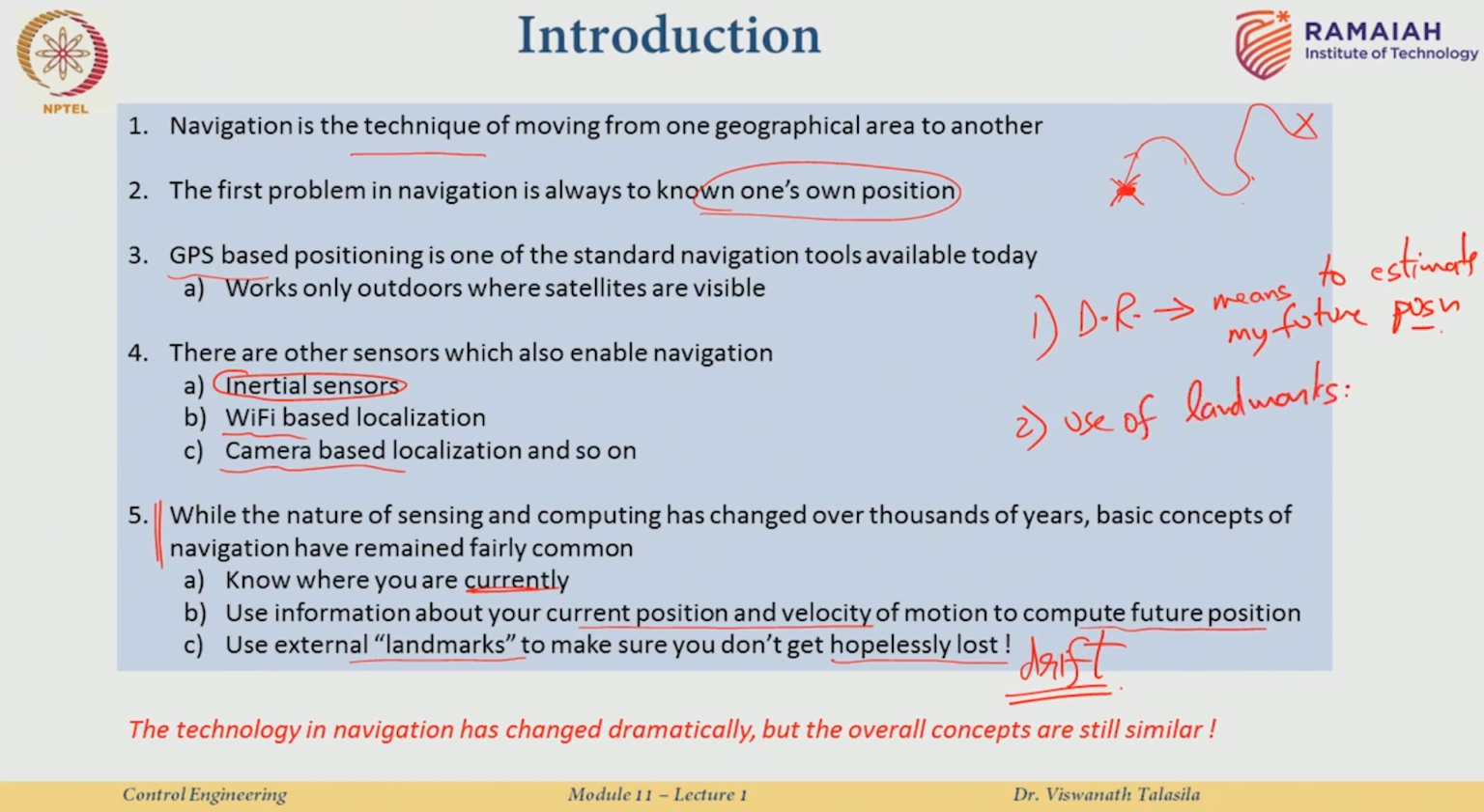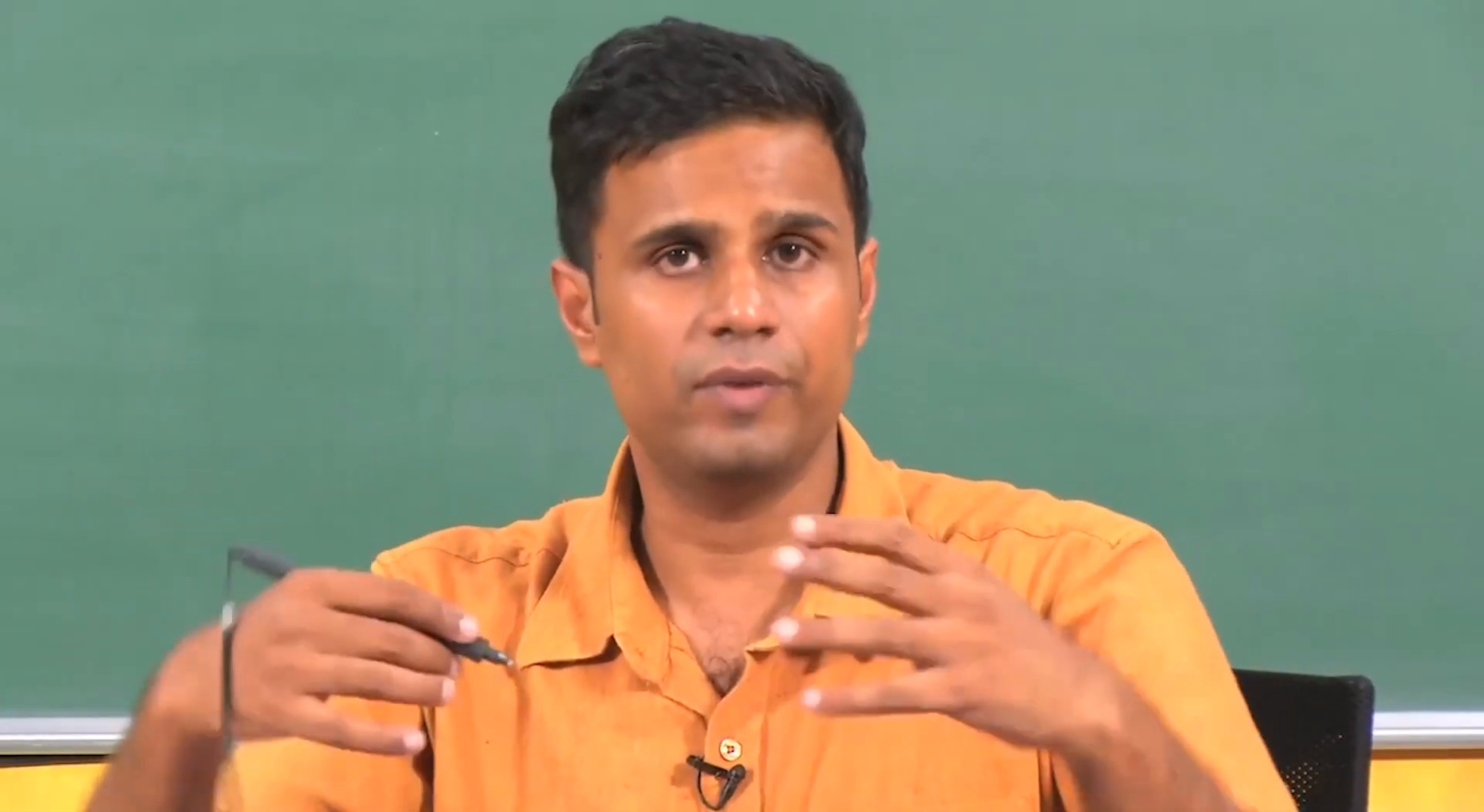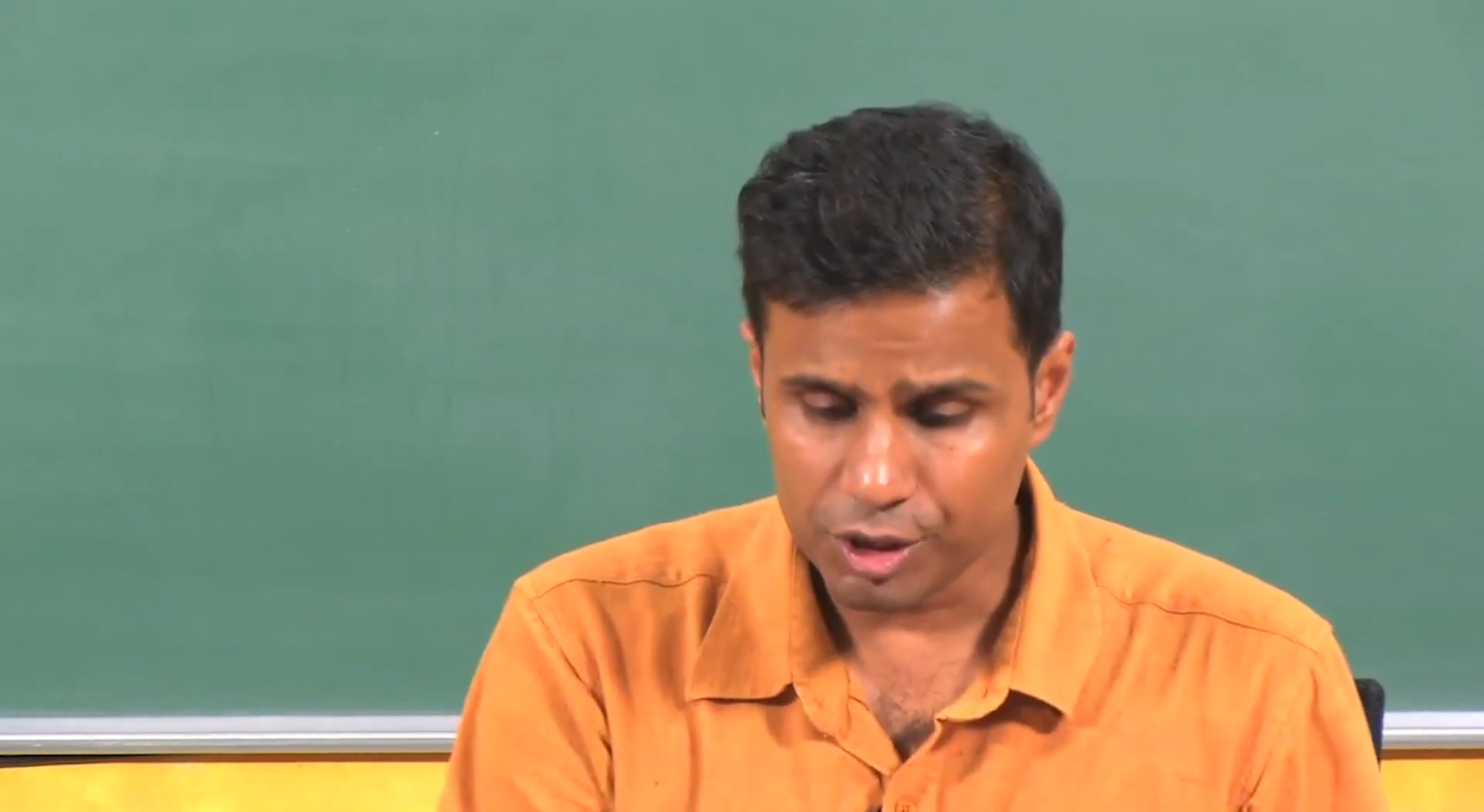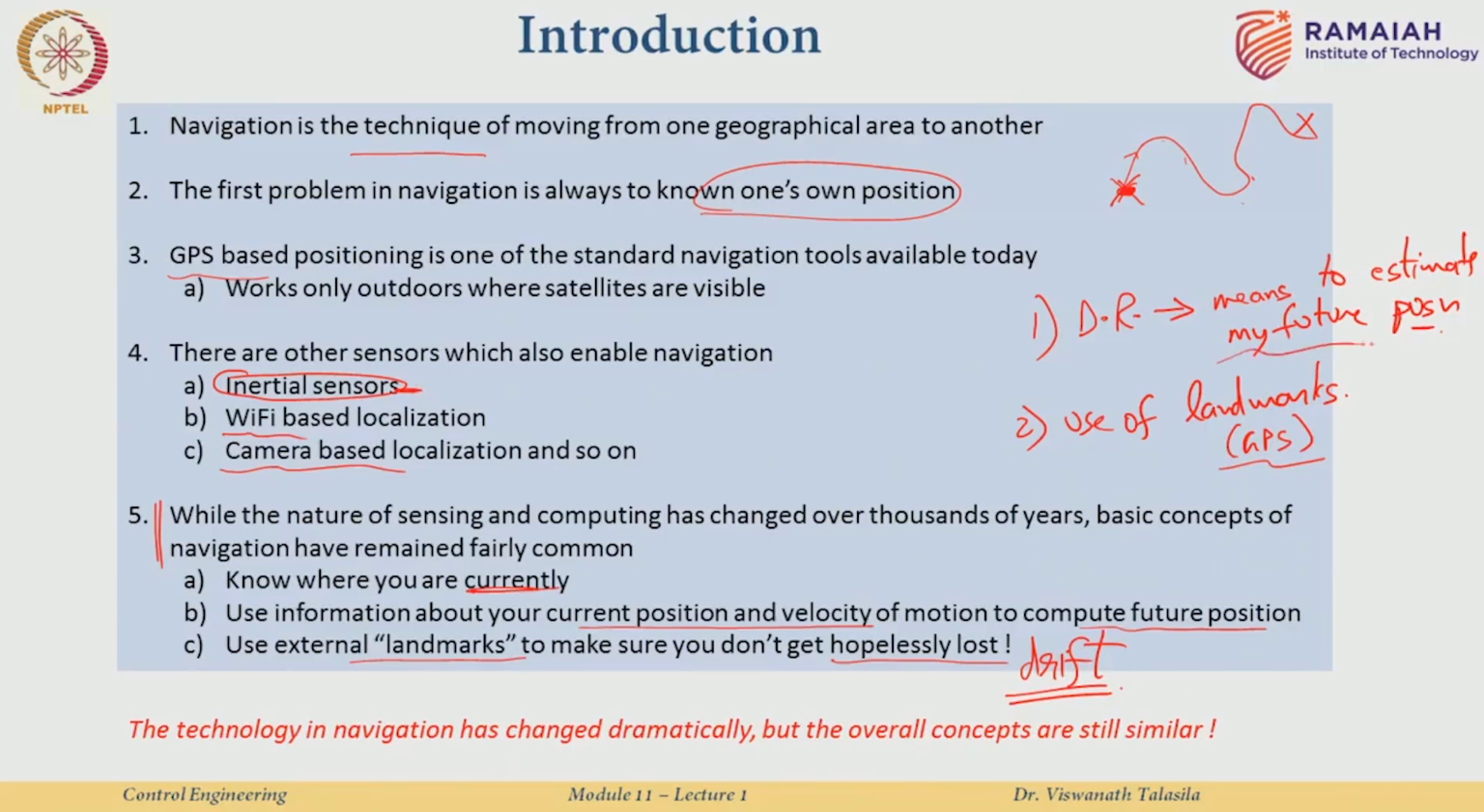And for those of you who read this subject in a little bit more advanced way, you will see that GPS is actually one of these beautiful concepts where we use external landmarks, which are satellites in space, to help us localize where we are. And these inertial sensors are the ones which are going to be used to estimate my future positions and so on. So, the concluding point of this slide is the last line in red: the technology for navigation has changed dramatically, but the overall concepts are still very similar.